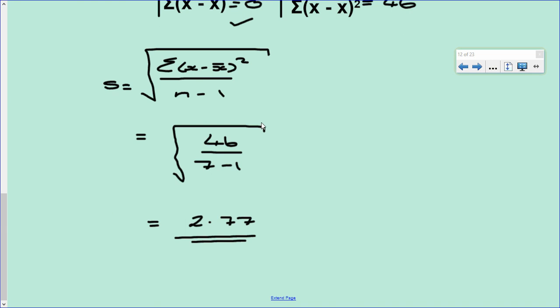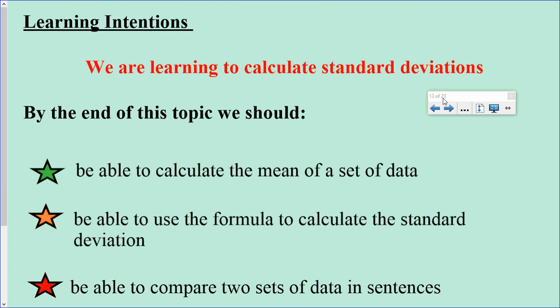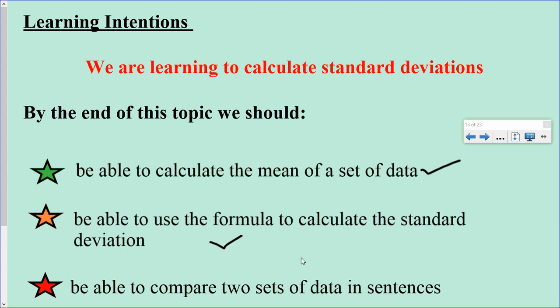Now hopefully you did try it yourself and you can see that you've got the correct answer, or at least got the correct process. If you haven't, please send us an email, let us see, and then we can fix whatever small error we've got going. Now continuing on standard deviations: be able to calculate the mean of a set of data. We should have that now, okay, we know what we're doing. Be able to use the formula to calculate standard deviation, yes. And this is where we're up to today.